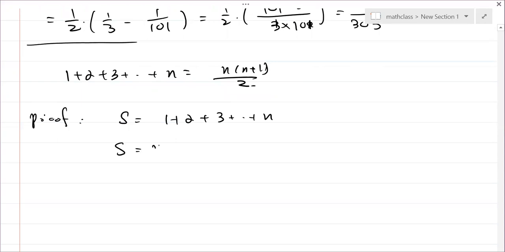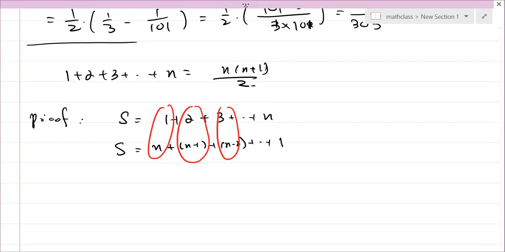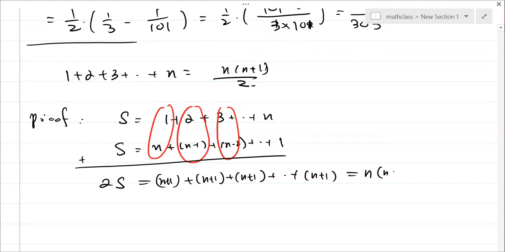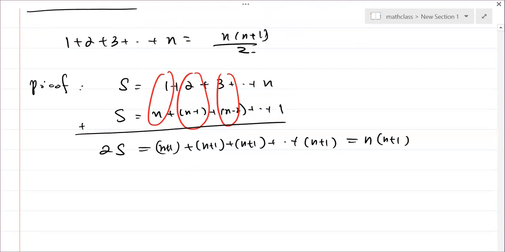Then this, you can also reverse the order. Once you reverse the order, you add them together vertically. So if you add them together, this side is 2s. This side is n plus 1. You always get n plus 1. How many of them are there? n. So n times n plus 1. Then you solve for s.